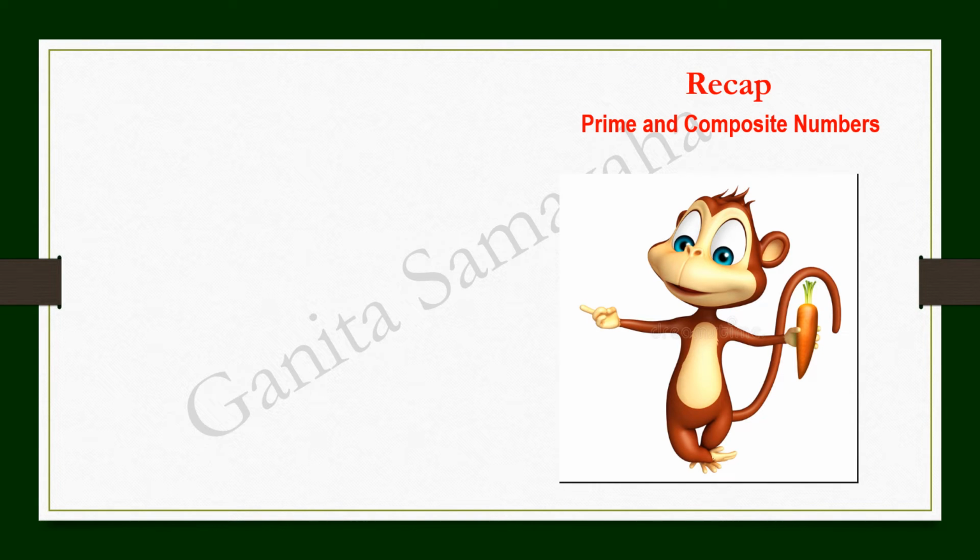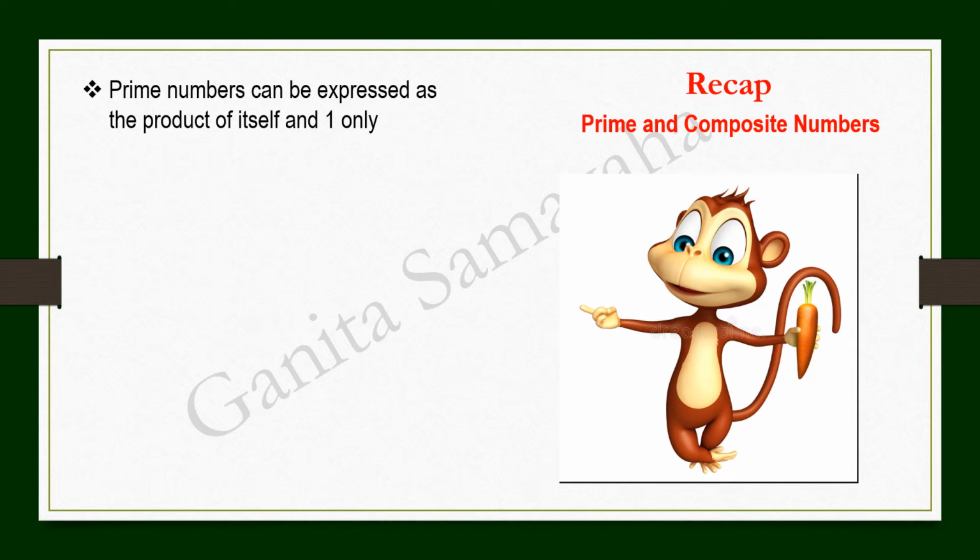We will study something about prime and composite numbers. I'm sure all of you remember those terminologies, prime numbers and composite numbers. I'm sure you all know what prime numbers and composite numbers are. Isn't it, children? So what are prime numbers? Numbers that can be expressed as the product of itself and one only. If you consider number 2, you can write it as 2 into 1. Itself is 2 and 1. That's all. There will not be any other factors. Such numbers are called prime numbers.